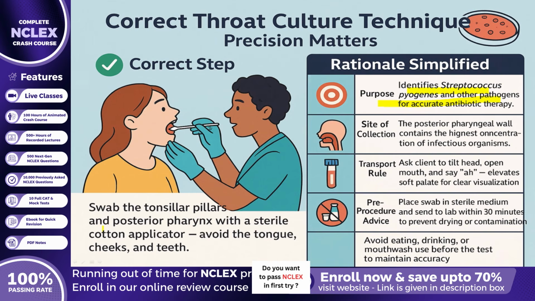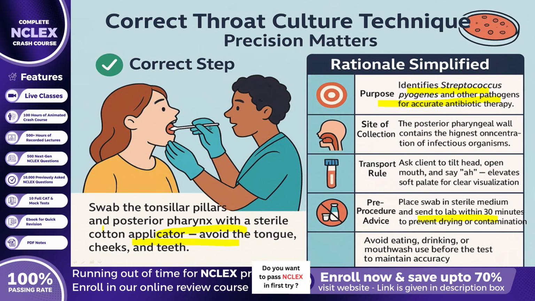The posterior pharyngeal wall harbors the highest concentration of pathogenic organisms in cases of streptococcal infection, making it the ideal site for collection. Once the swab is taken, it should be immediately placed into a sterile transport medium and sent to the laboratory within 30 minutes to prevent bacterial overgrowth or drying. Additionally, the nurse should explain the procedure to the client to reduce anxiety and gag reflex, asking them to tilt the head slightly back, open the mouth wide, and say, "ah," to elevate the soft palate for better visualization.